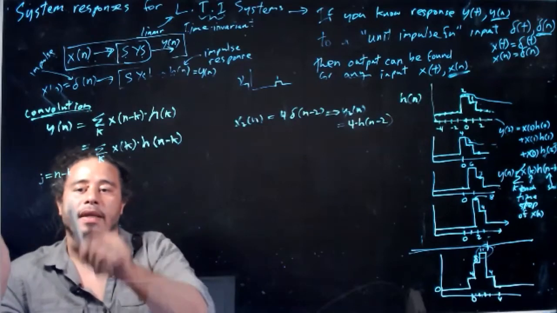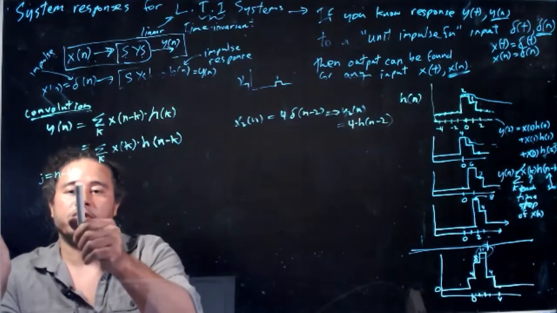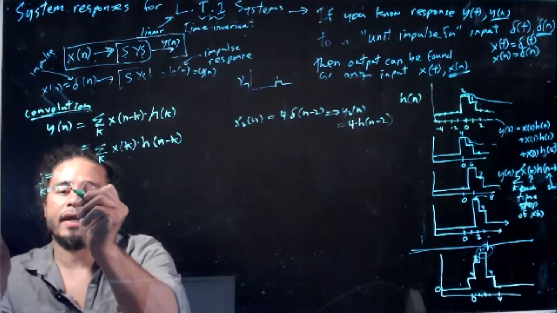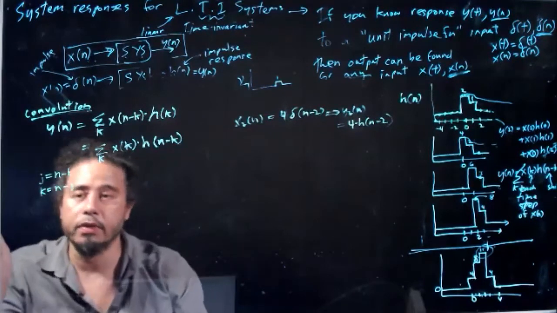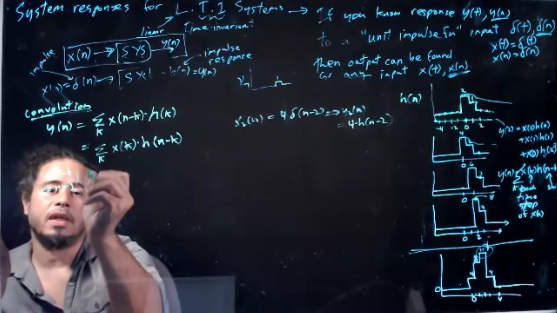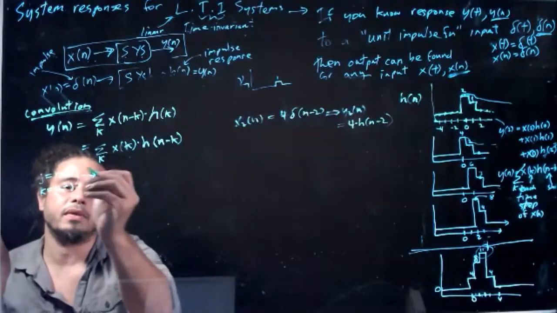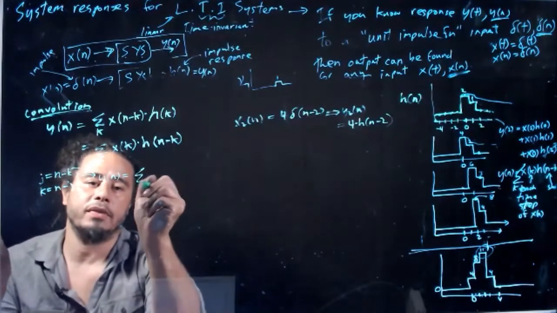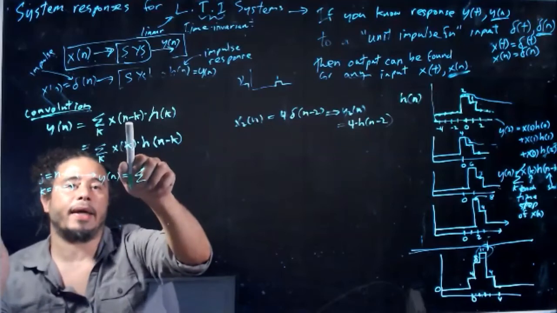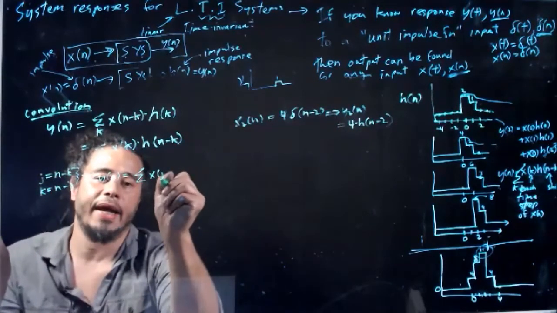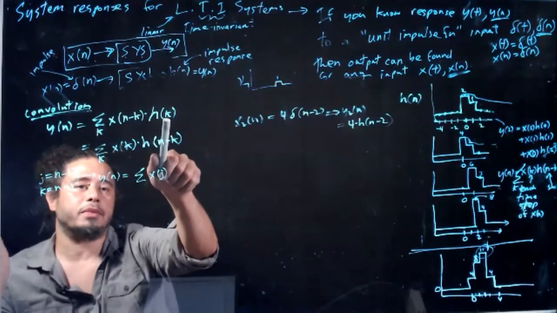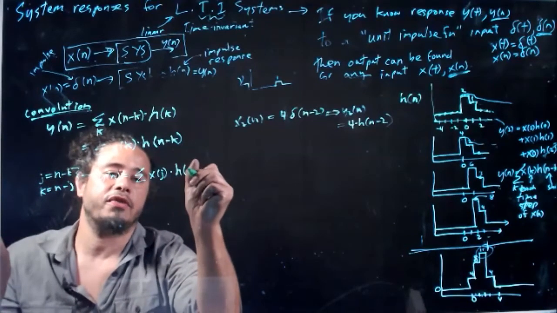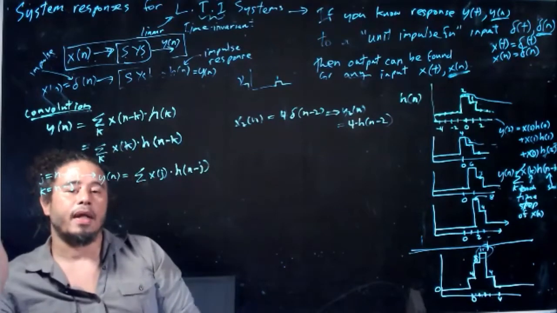If j is equal to n minus k, then we can solve for k, and that makes k equal to n minus j. That just follows from that other line I wrote. Then we can substitute these into the top equation, and what we get is that y of n is equal to the summation of, instead of x of n minus k, x of j, and substituting in for k as n minus j, multiplied by h of n minus j.